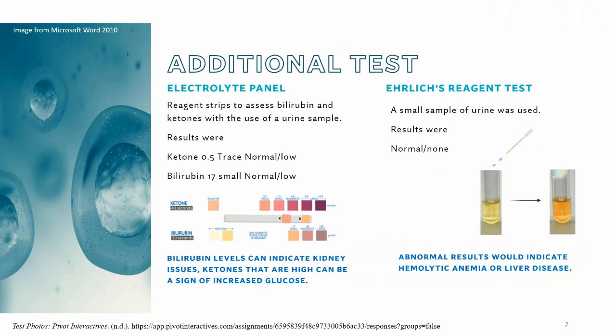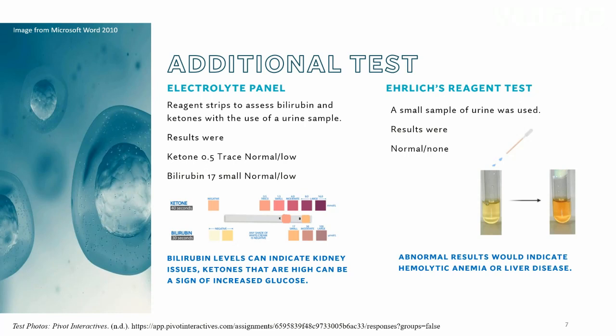A clinical test was conducted with reagent strips to assess the bilirubin and ketones in the patient's urine. The results were a ketone of 0.5, which is a trace that is normal/low. The bilirubin level was 17, which is small and normal/low. If the levels of bilirubin were high, they could indicate kidney issues, and ketones being high could indicate increased glucose. In this case, since they are normal/low, it does not support or deny the diabetes diagnosis, as like the previous test, the ketones may not have increased enough to be detectable in the urine.